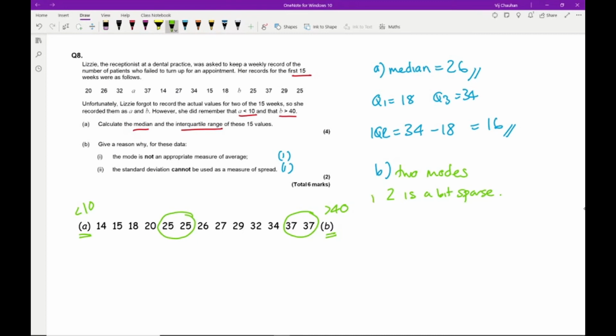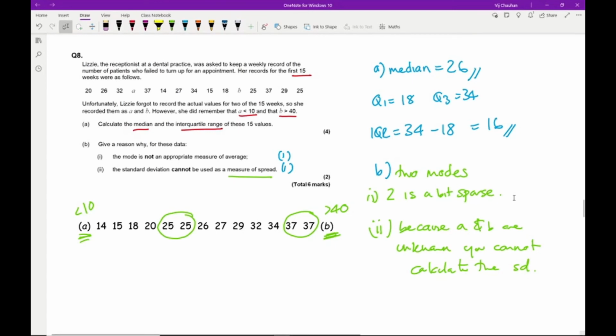Now in terms of part 2, it says the standard deviation cannot be used as a measure of spread. Well, the reason for that is because in order to work out the standard deviation, you need to know all the exact values. So because A and B are unknown, you cannot calculate the standard deviation. So that's why. So again, something along those lines would be absolutely fine.